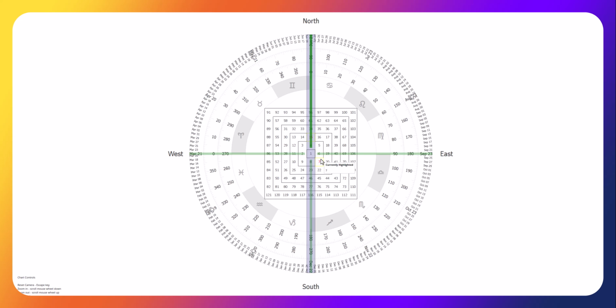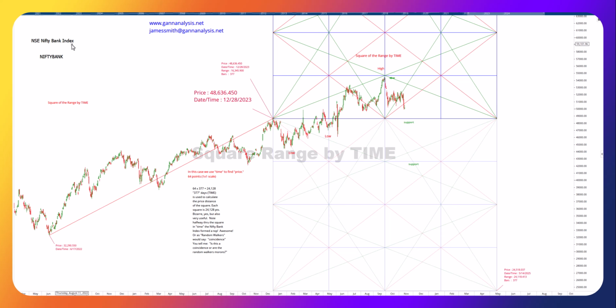I just wanted to show you something that W.D. Gann borrowed from India. So maybe it's not such a shock that Indians are very interested in Gann, because it's really not Western. It comes from the East. It comes from Hindu mystics. So with that in mind, I do want to cover the Bank Nifty, NSE Nifty Bank Index.